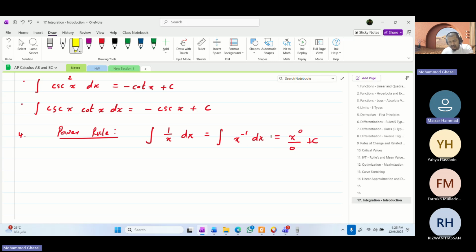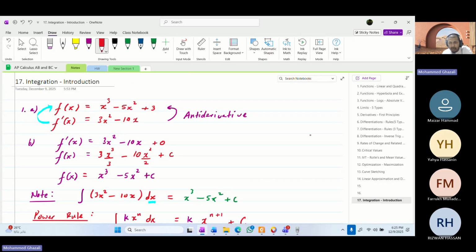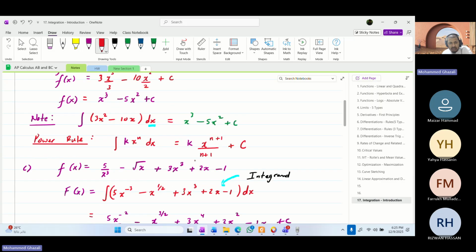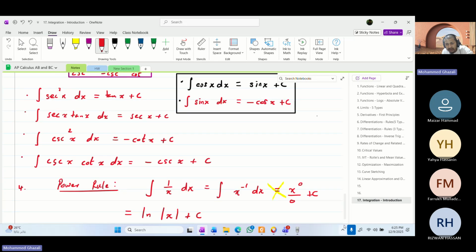So this rule is definitely incorrect here. The integral of this is ln absolute value of x plus c. So what's the integral of 1 over x? Now we can go back to the power rule and say the power rule will always work whenever n is not equal to negative 1. If n is equal to negative 1, then it will become ln x.